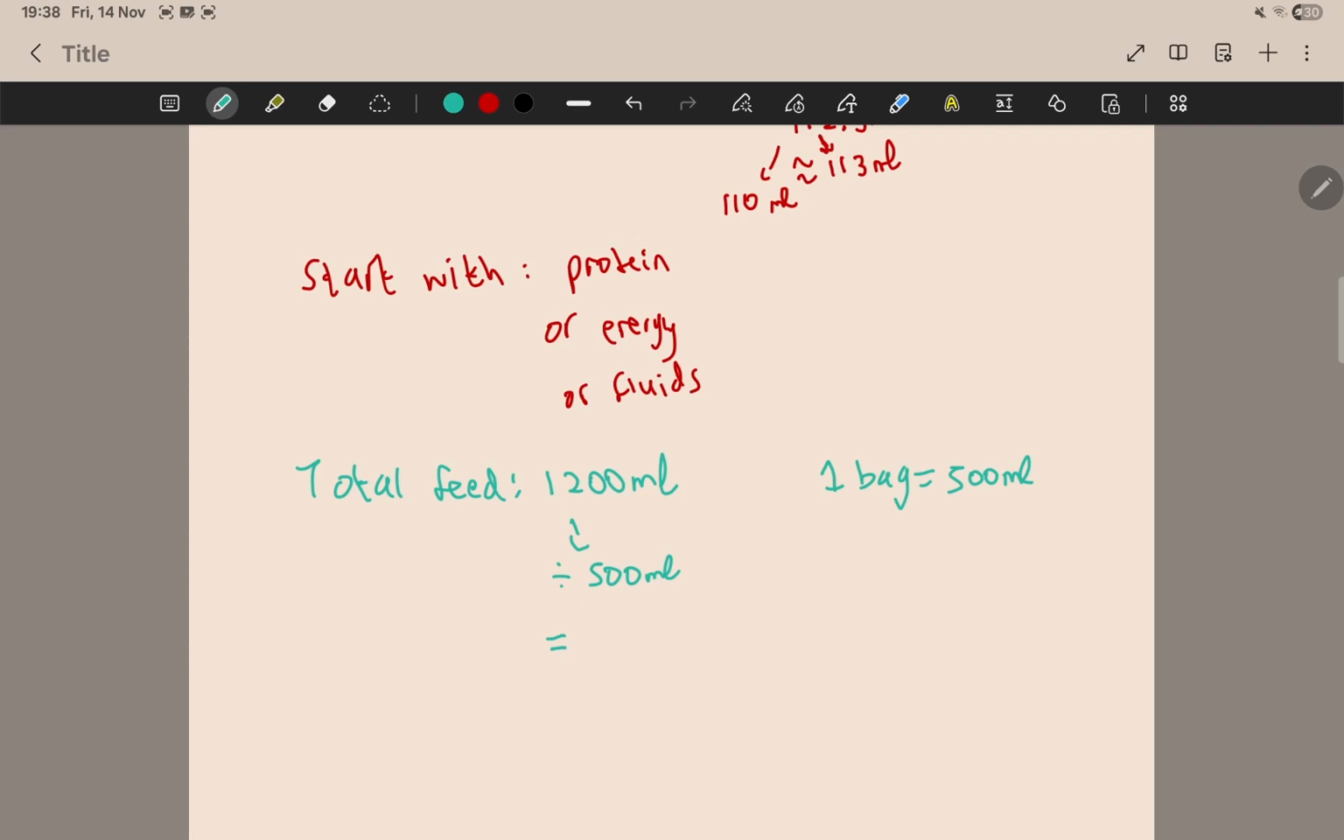If we just calculate it, it is 2.4 bags per day. But obviously you're not going to get a 0.4 bag, or half a bag or whatever. So you just round up to 3 bags per day to make sure that your patient has enough feed for that day.